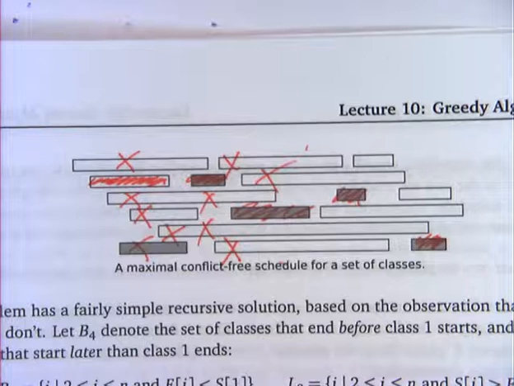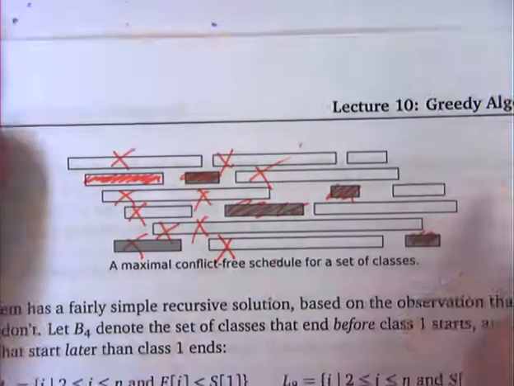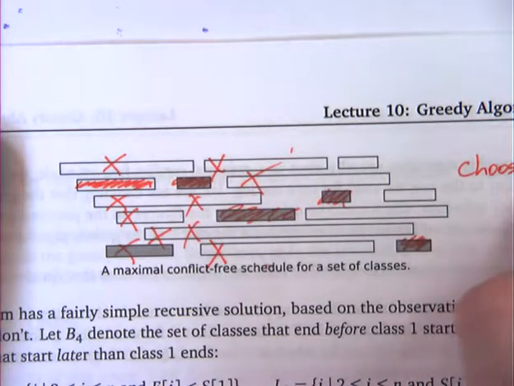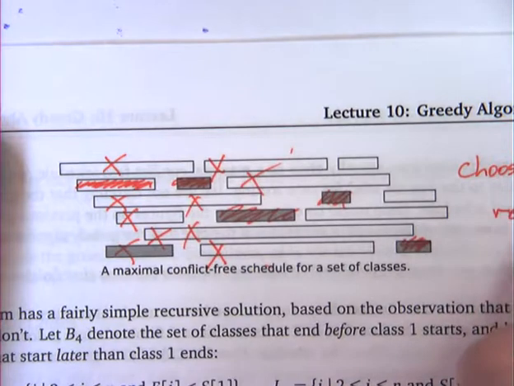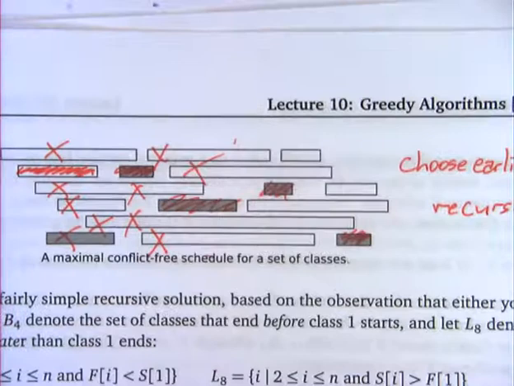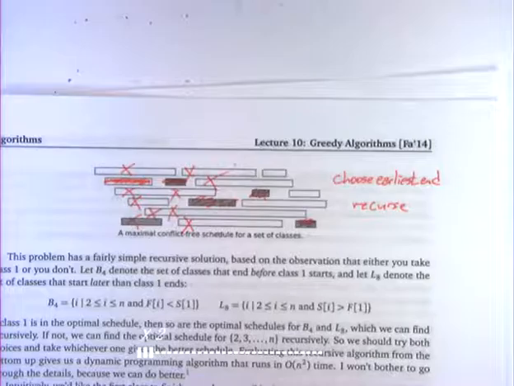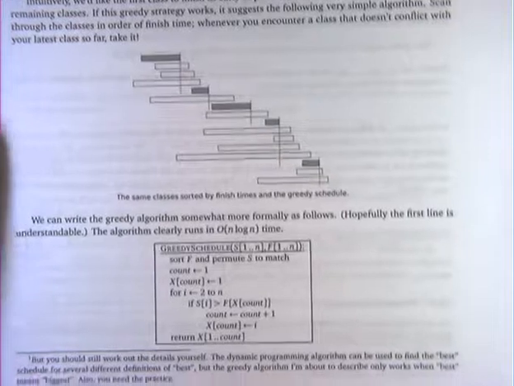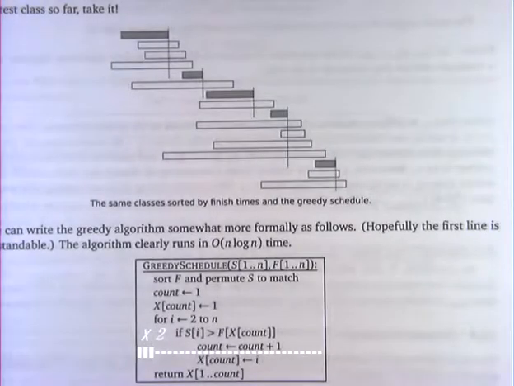Okay? So choose earliest end time, and then recurse after throwing out classes that conflict. Okay? So if I want to maybe visualize this algorithm a little bit more interestingly, I might do it like this. So the way you would implement this algorithm is you would sort the classes by their finishing times.